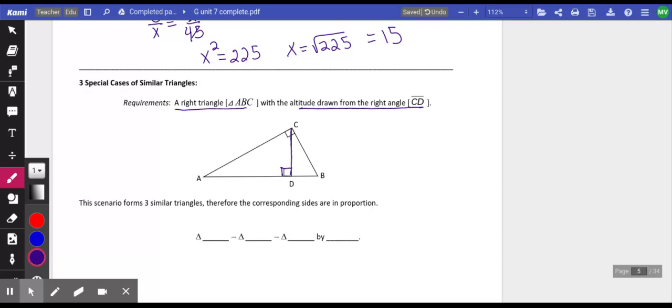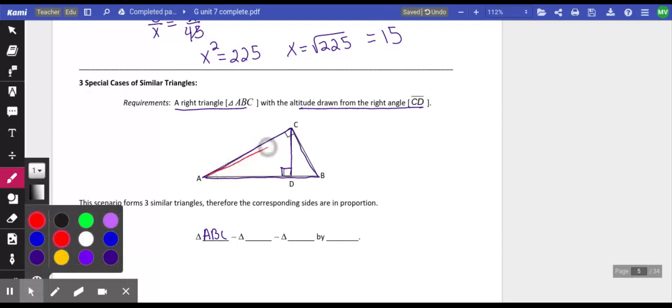So my largest triangle, ABC, is similar to, so the big blue triangle, ABC, is similar to this red triangle, ACD. So notice that A goes with A, and that D is my right angle, which goes with C. And those are both also similar to CBD.